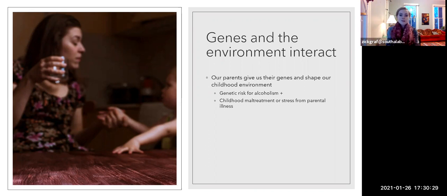So for example, parents who have genetic risk for alcoholism and have the alcoholic phenotype, where they actually abuse alcohol and have all of the attendant behaviors, raising a child as an alcoholic leads to higher rates of child maltreatment or just stress on the child from seeing their parent being ill or from the social and economic consequences of substance abuse.